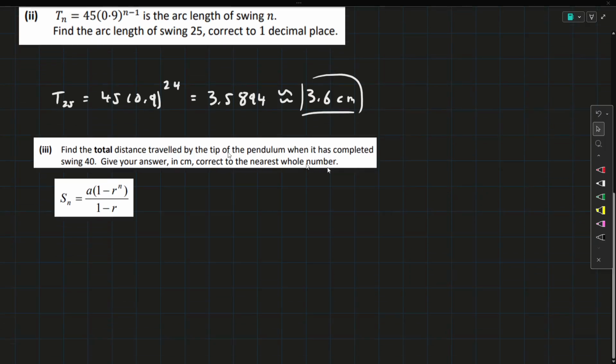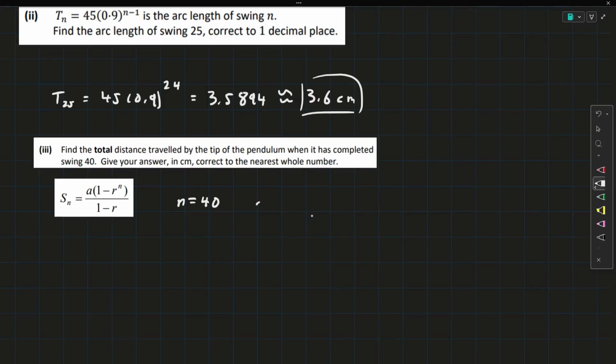Then we have to find the total distance traveled. So it's going to be adding up all those arc lengths because that's for each swing, as for swing number 40. So we need to add them all up. So we're using the sum of a geometric series because we're multiplying by 0.9 each time. So it's geometric. So we have 40 swings.